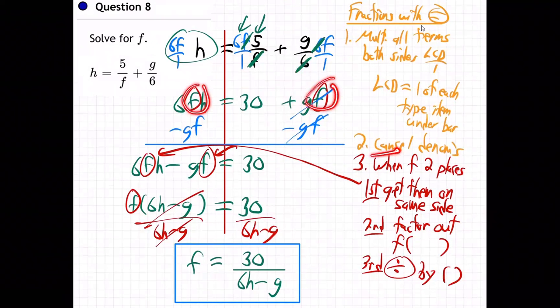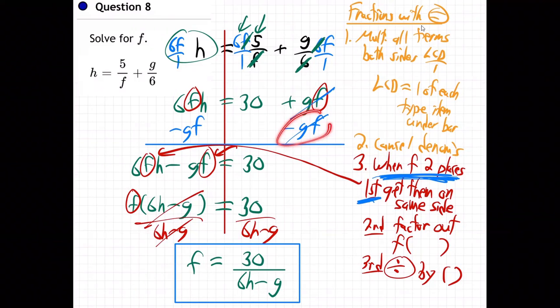What do you do when it's in 2 places? When f is in 2 places, so this is the most important part of the problem. When f is in 2 places, first, get them on the same side. So I had to subtract that gf because I wanted to get the 2 f's on the same side. See how one was on the left side of the equal sign, one was on the right side originally? Get them on the same side.